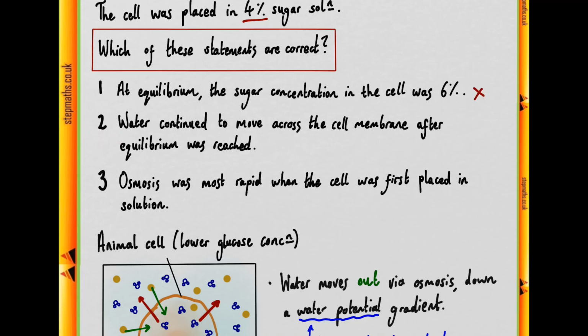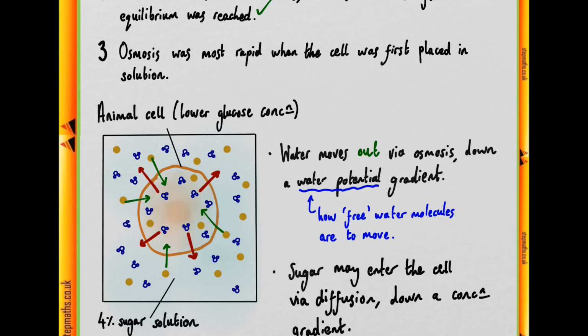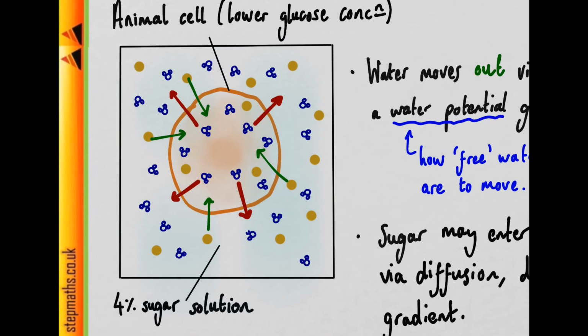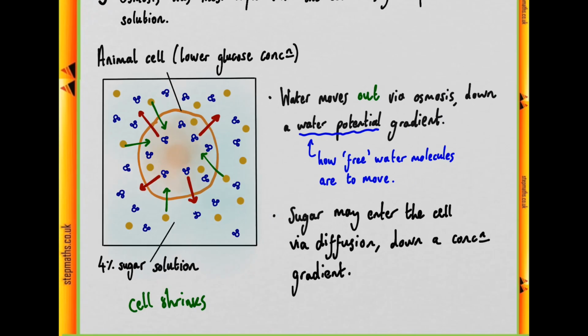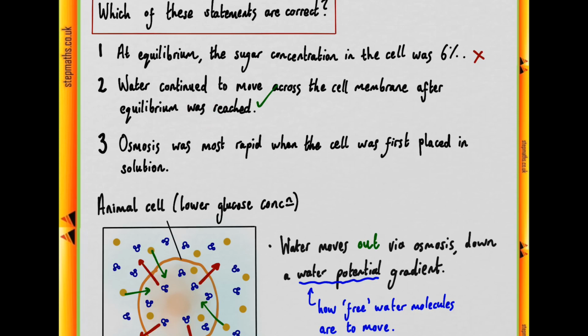Moving on to 2, water continued to move across the cell membrane after equilibrium was reached. Well, we know this to be true because osmosis is the net movement of water molecules down a water potential gradient. Water molecules are moving to and fro on either side of a membrane all the time. The difference is that when there's a difference in water potential, overall, the traffic is generally down the water potential gradient rather than against it. So even after equilibrium, there will be interchange of water molecules, but there will be no change in the water potential on either side.